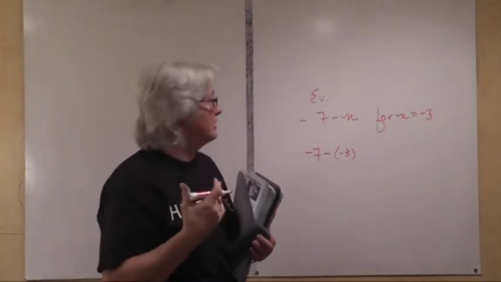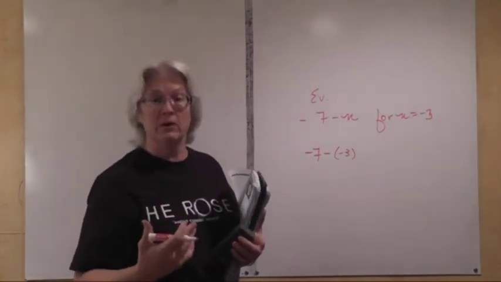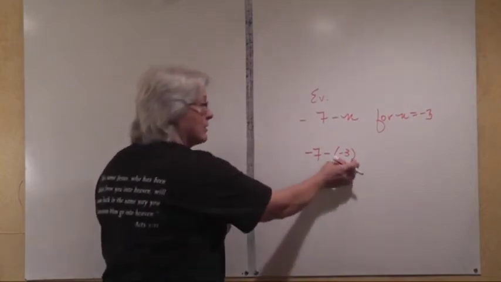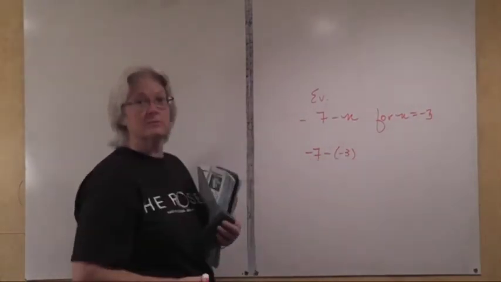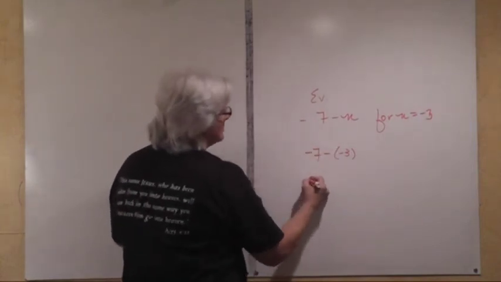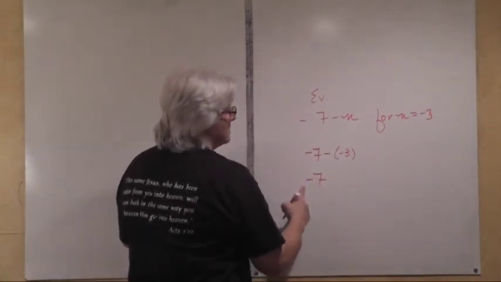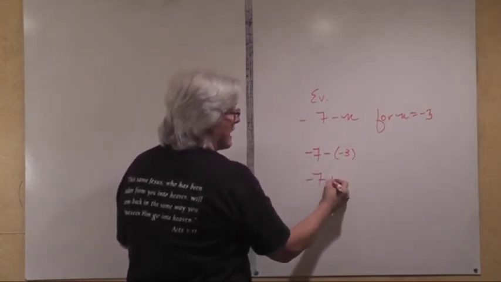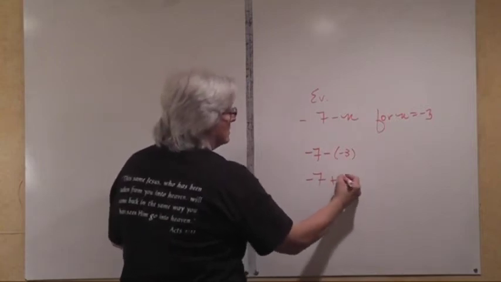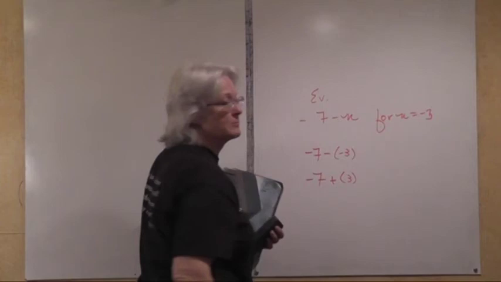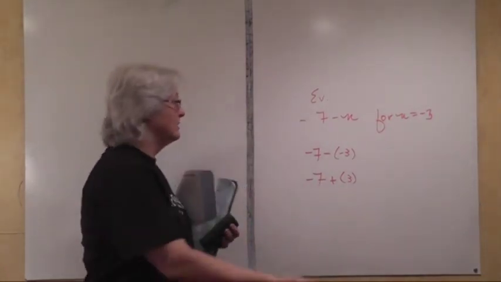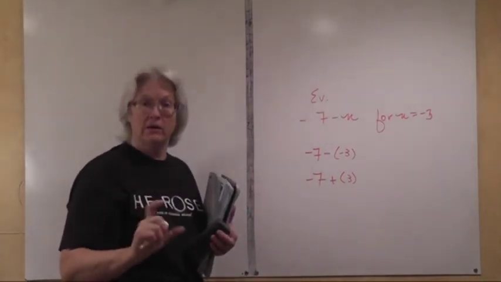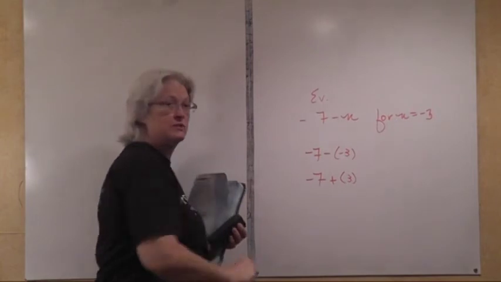I promise you that the mistakes people make are frequently not for lack of understanding what's going on. It's for not being careful to keep your negative signs. We change this to an addition problem where we're adding the opposite. Negative 7, instead of subtracting a negative 3, we add the opposite of a negative 3, which is a positive 3. Now we're adding differently signed numbers, unlike signs. We have a negative 7, we have a positive 3.